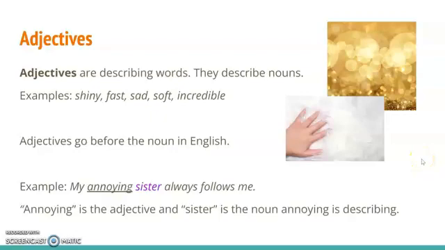Adjectives are words that describe nouns. For example, shiny, fast, sad, soft, incredible. And adjectives go before the noun in English. In some languages, the adjective goes after the noun, but it's important to remember that adjectives go before the noun in English. An example of this would be, my annoying sister always follows me. Annoying is the adjective, and sister is the noun. Annoying is describing.